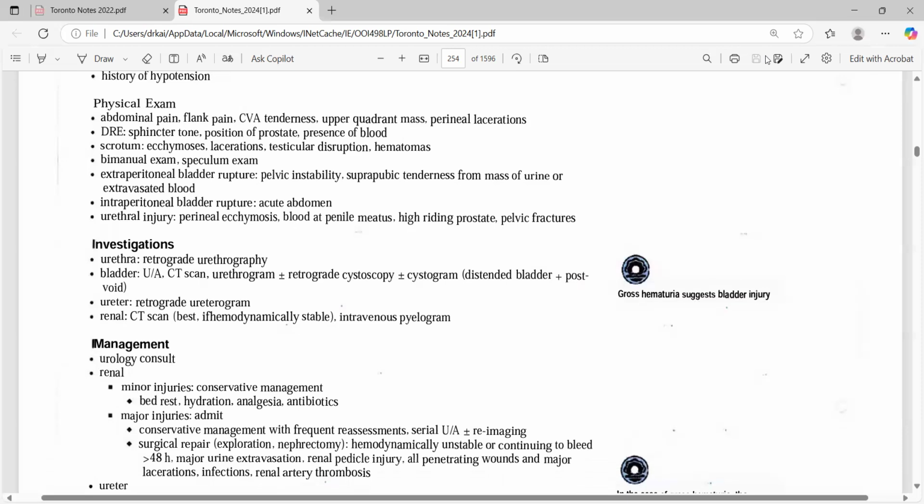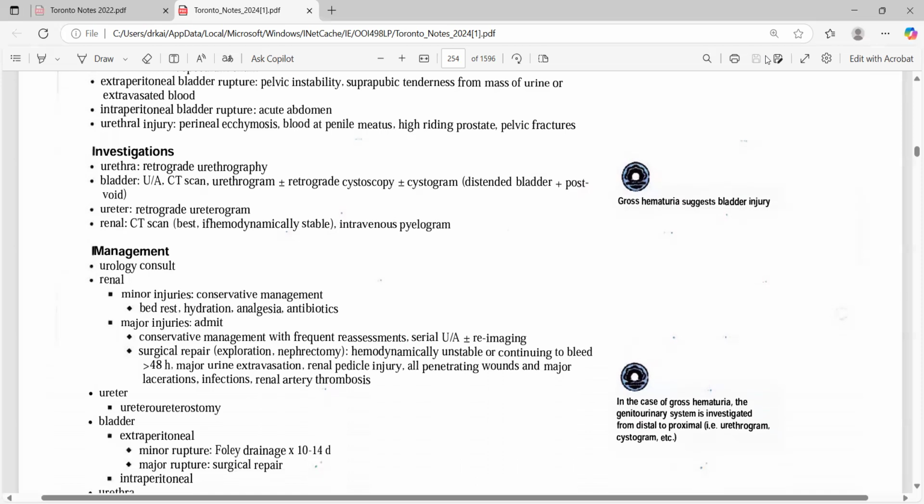Investigations: what are you going to do based on which structure is damaged? As I told you, you need to see what they give in the questions. That's why I try to do a lot of questions, from UWorld or whichever bank you are using. Urethra, retrograde urethrogram; bladder, CT scan, urine analysis, CT scan, cystoscopy, cystogram. This is basically done by the urologist. We don't go for that much. We just go for urine analysis, urine culture and sensitivity, urine cytology. So these are the things.